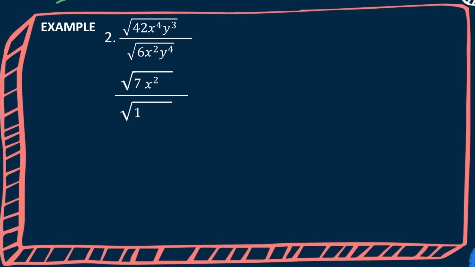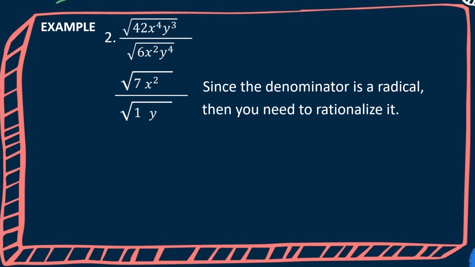We proceed to our y variable. Square root of y cubed divided by square root of y raised to 4. So that will be written as square root of 1 over square root of y, which is also equal to 1 over square root of y. So our y variable will be written in our denominator. Since the denominator is a radical, then you need to rationalize it.